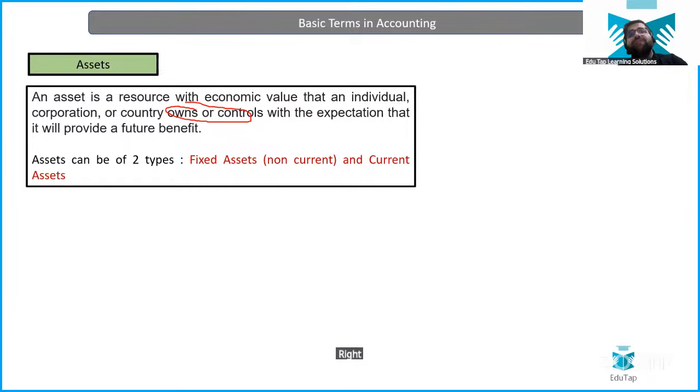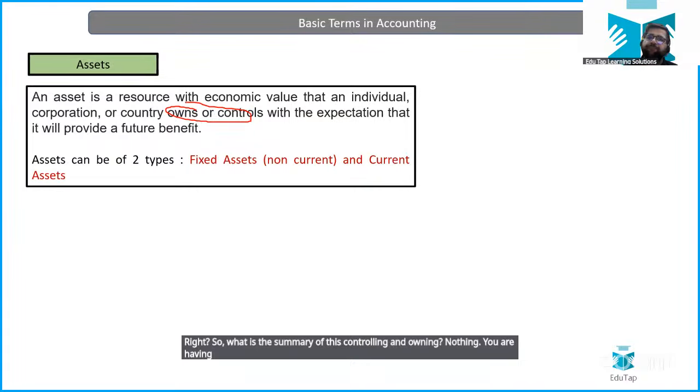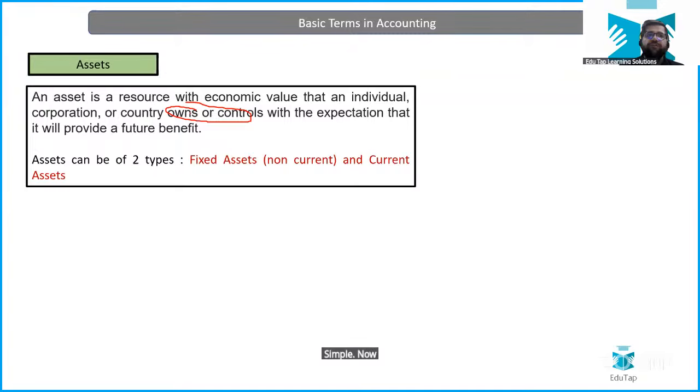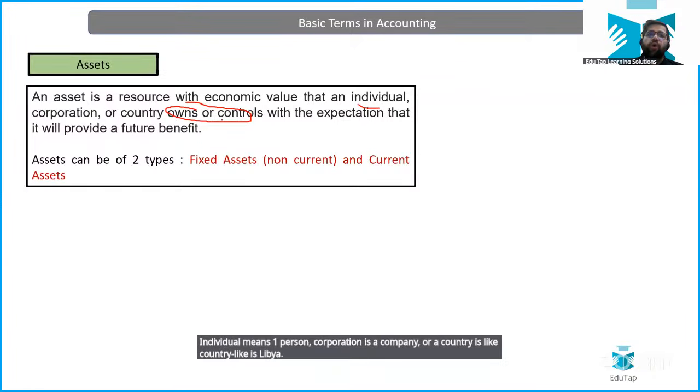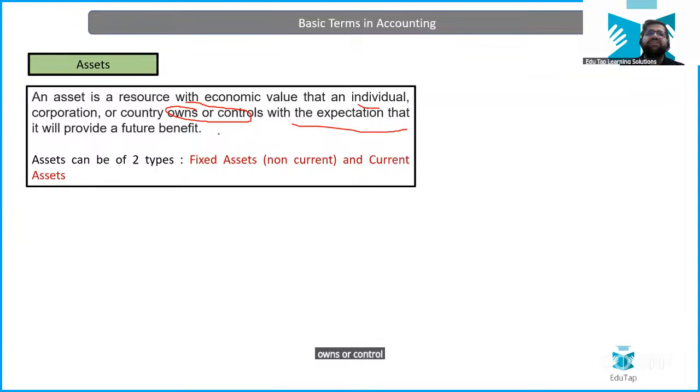So once you become owner of something, you control it, right? So what is the summary of this controlling and owning? Nothing. You are having a property. Simple. Now, moving forward, an asset is a resource with economic value that an individual, corporation, or a country owns or controls. Individual means one person, corporation is a company, or a country like India, with the expectation that it will provide you certain future benefit.